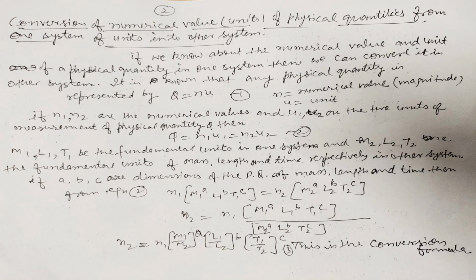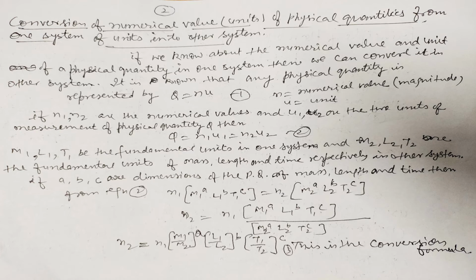So today we will discuss the first use of this principle of homogeneity of the dimensions. As you know, any physical quantity contains a numerical value, or magnitude, and a unit. We can say the quantity Q is equal to nu, where n is the numerical value and u is the unit.